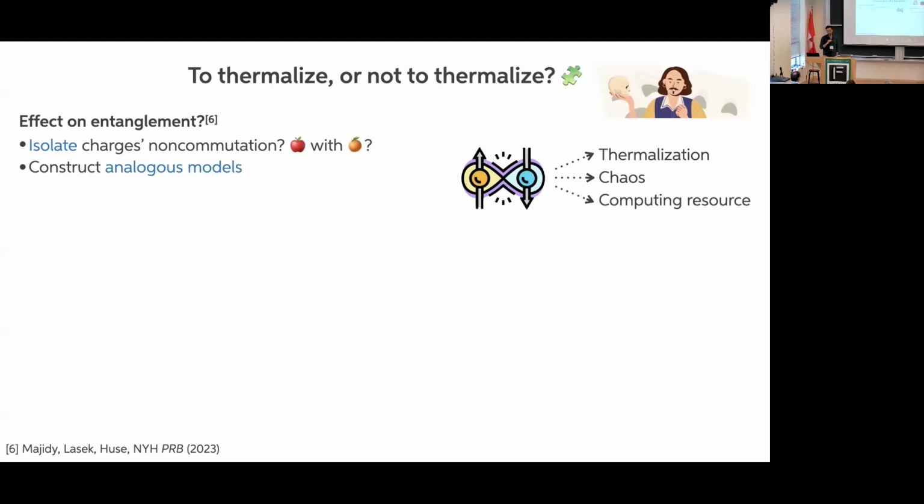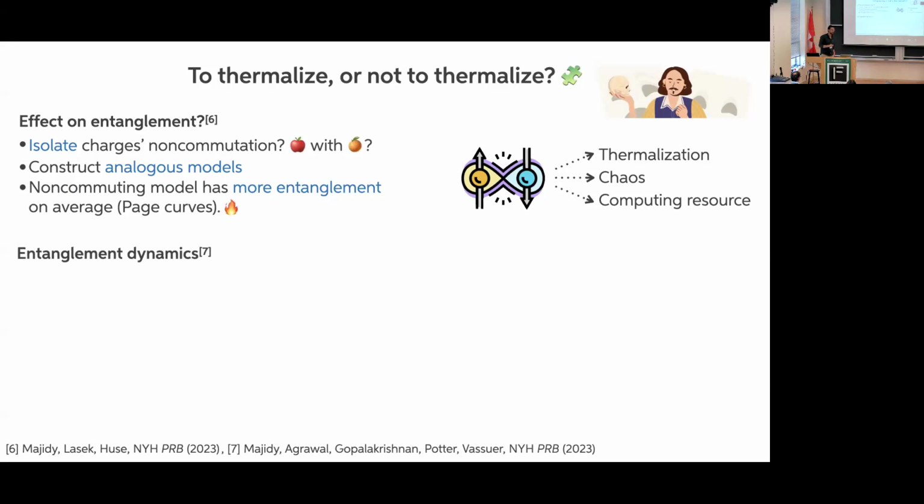So in this earlier work, we constructed analogous models that differ in whether their charges commute, and found that the non-commuting model has more entanglement on average. This is an earlier work that I won't have time to get into today, but that's the story of it. And so this suggests maybe a promotion of thermalization.